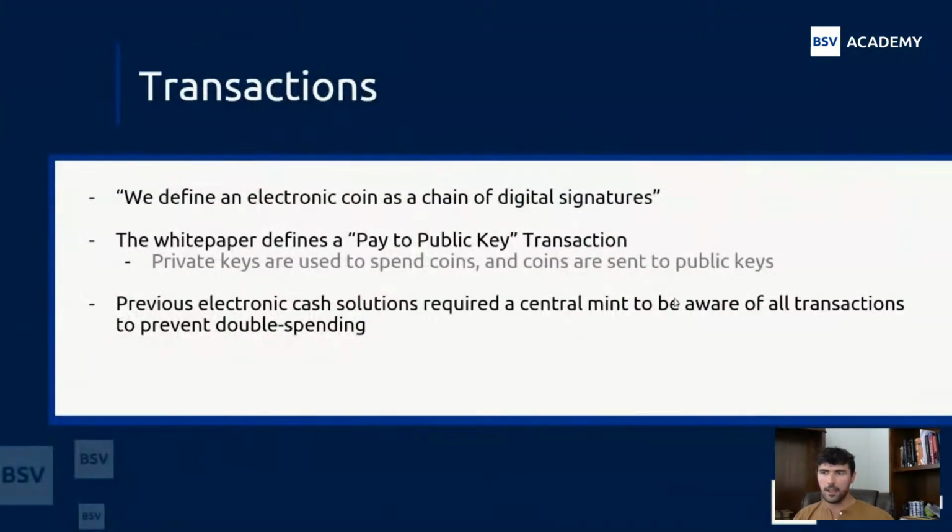The other thing that's important here is that the idea of making digital cash transactions wasn't necessarily new, but as you might be familiar with, pretty much every previous electronic cash solution required a central mint to be aware of all the transactions that were out there to prevent double spending. And obviously the innovative thing about Bitcoin is the ability to prevent double spending without the requirement of a central mint.